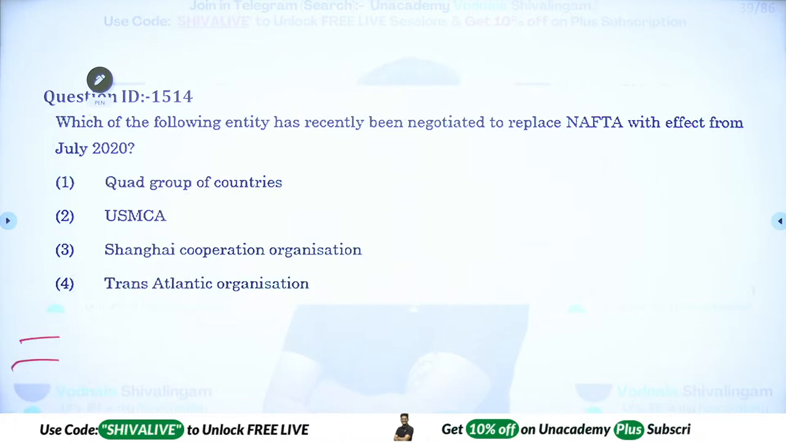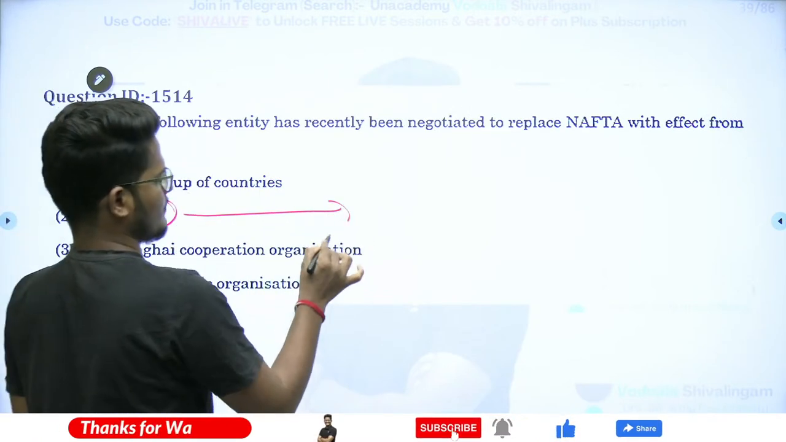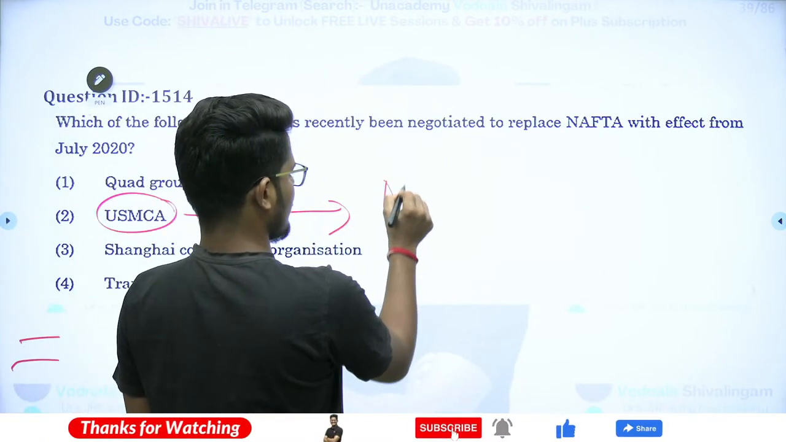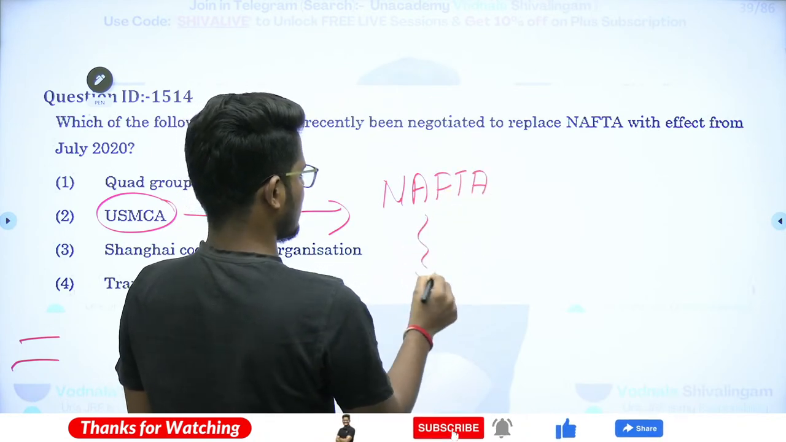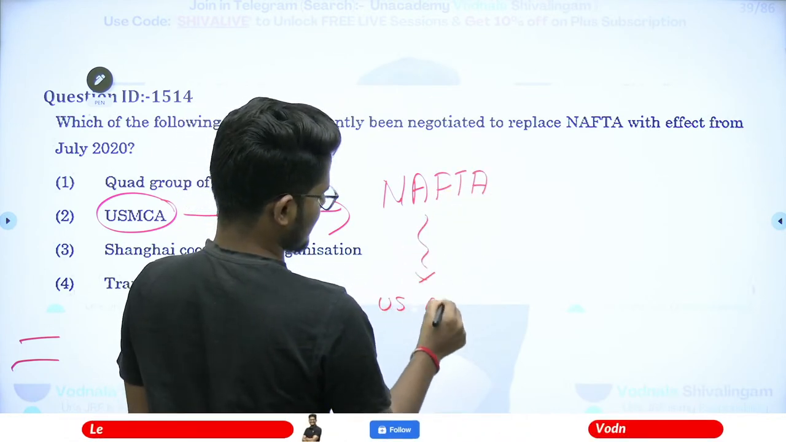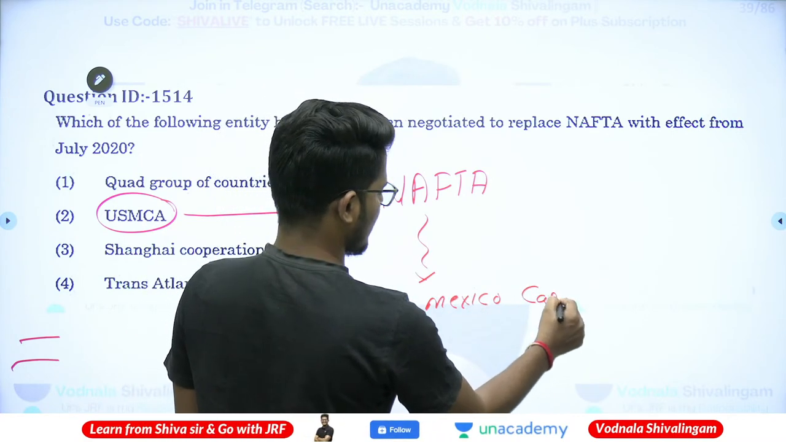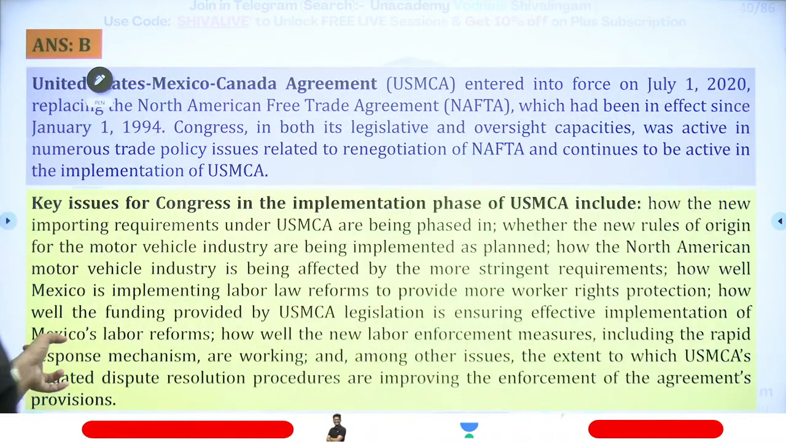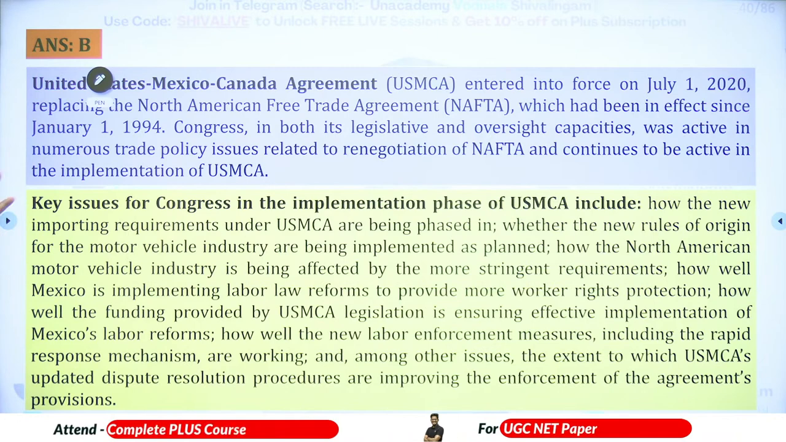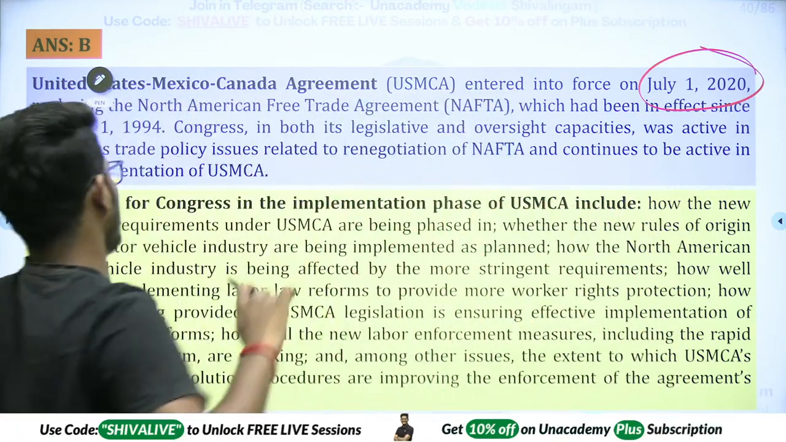So the answer is USMCA. Previously NAFTA, the North American Free Trade Agreement, was there. This was converted into the US-Mexico-Canada Agreement. So this is renamed as the USMCA Agreement, which came into force from July 1, 2020.